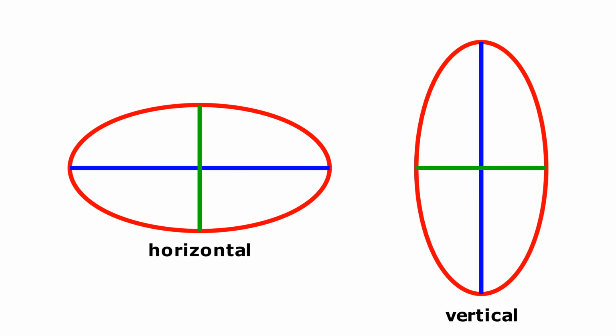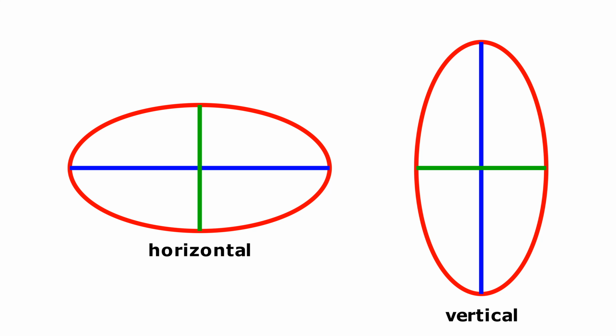In this diagram, there are two ellipses. The one on the left-hand side of the screen stretches horizontally, while the other one stretches vertically. When an ellipse stretches horizontally, its major axis lies along the x-axis of the Cartesian coordinate system. In contrast, when it stretches vertically, its major axis lies along the y-axis.